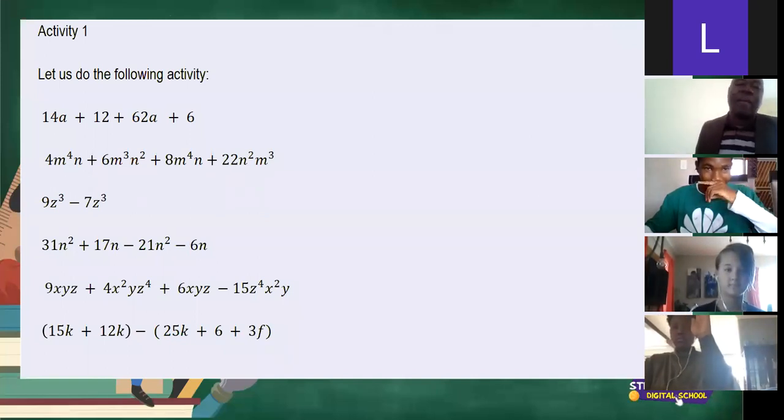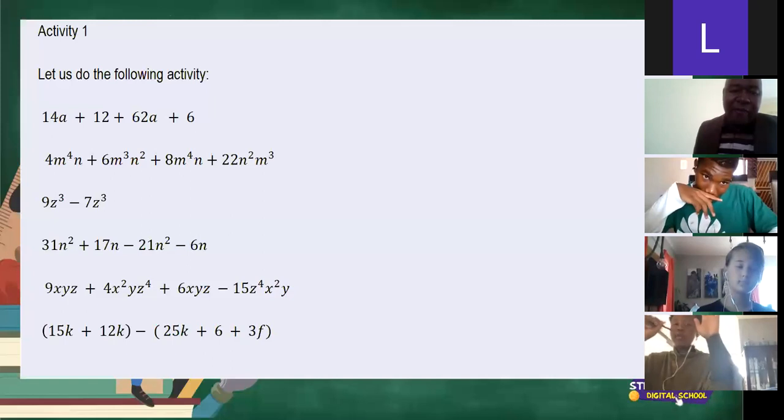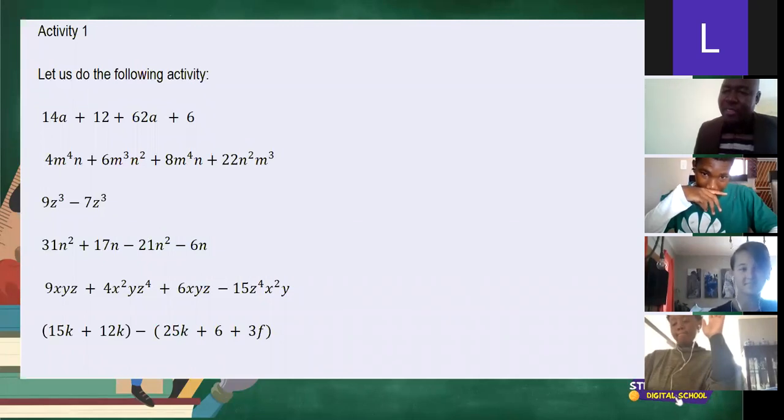Okay, so fine. Let's forget about numbers now. Let's focus on the variables. Do we have m to the power 3? Let's look at 6m cubed n squared. Do we have m to the power 3? M for mother. Yes. Can you see that? Do we have that? Yes, m to the power 3. Can you see that? Yes.